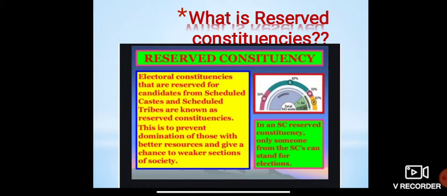General people cannot contest in a reserved constituency, which is reserved mainly for scheduled caste and scheduled tribe. The unreserved constituency means that, as a whole, everyone can contest in that particular constituency. That becomes general. So that is what a reserved constituency is. I hope you are clear.